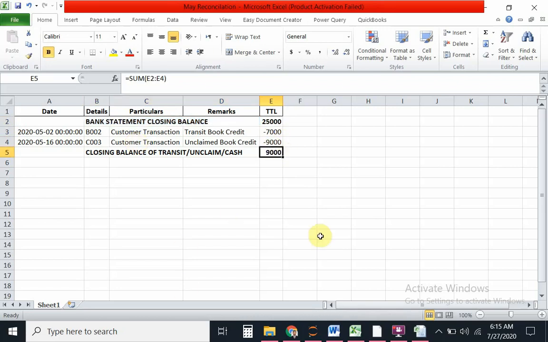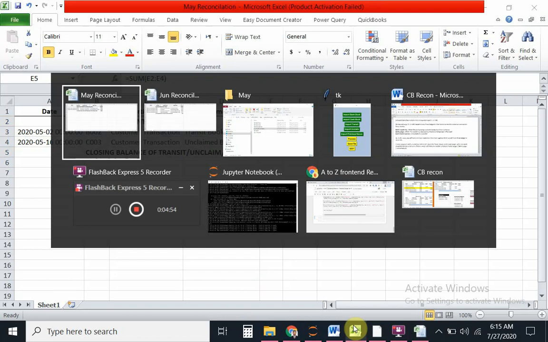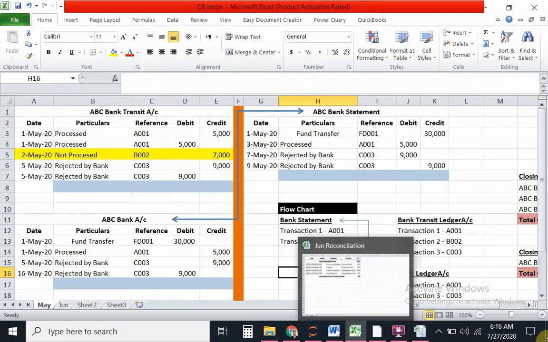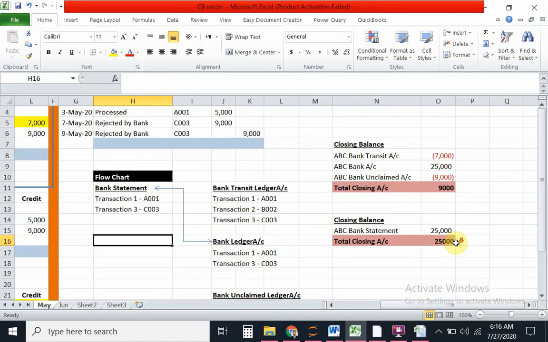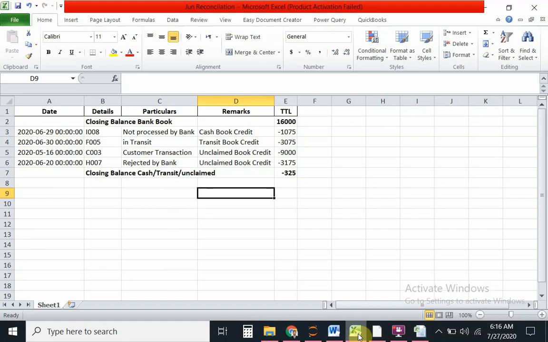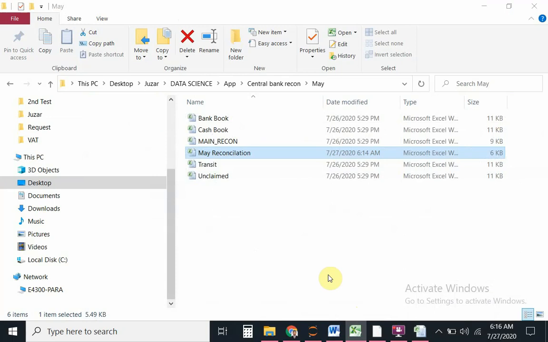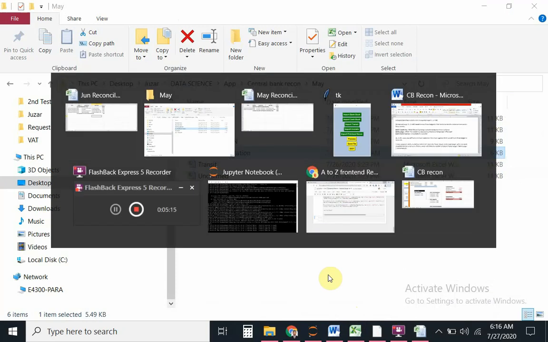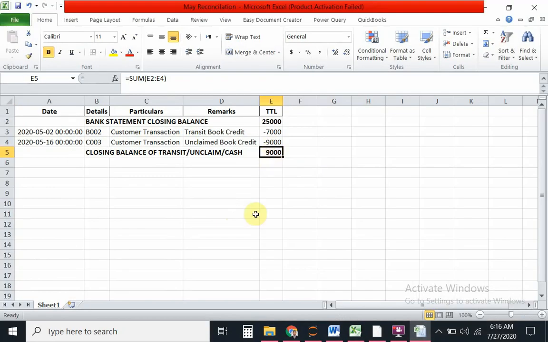Now let's see whether this 9,000 matches with our statements. Here, if you see, my closing balance for the bank is 25,000, and this is 9,000. Now if you see my bank reconciliation in this case, it's saying 9,000. Now we'll save this and we will go for June.